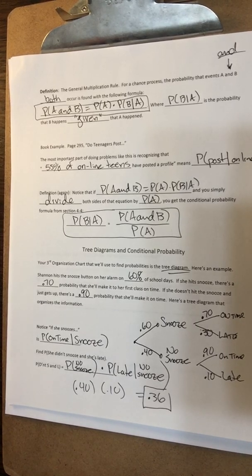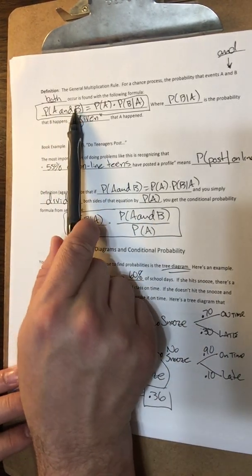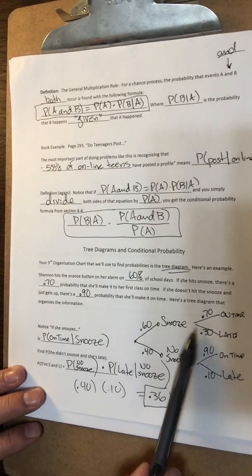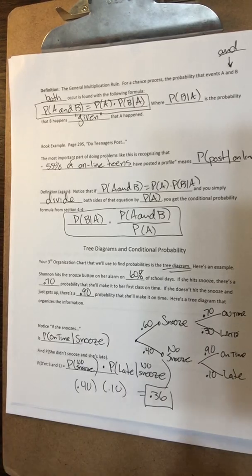Okay? If I ask what's the probability she snoozes and is late? Snooze and late would be snooze times late given that she snoozed. It would be 0.6 times 0.3. All right, next page.